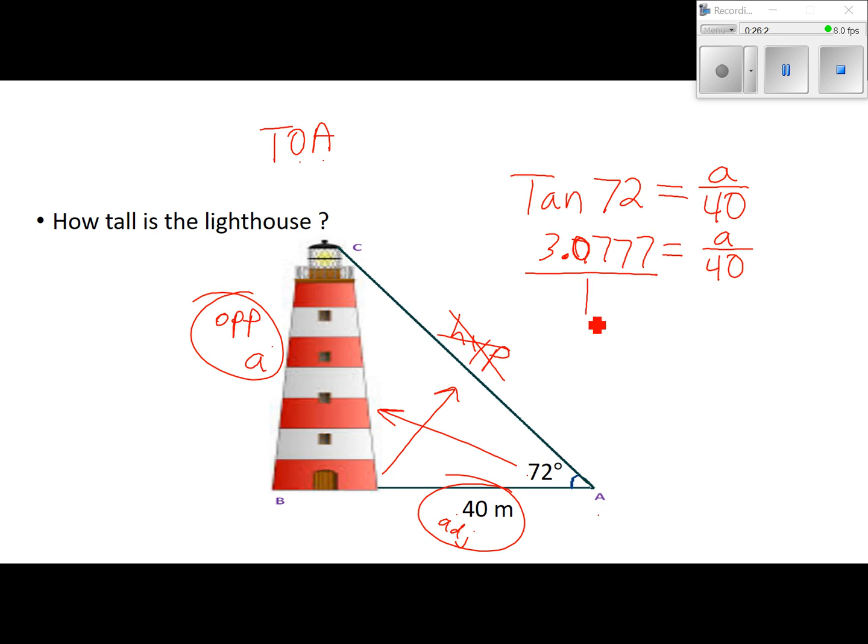We put a 1 underneath that. We cross multiply. 1 times A is just A. This is a nice one because all we got to do is do this other cross multiply, and it's going to be our answer. We don't have to divide. So I take 3.0777 times 40, and I end up with 123.1. Since we're finding the side, we round to the nearest tenth. And this time, our units were meters. So the lighthouse is about 123.1 meters tall.